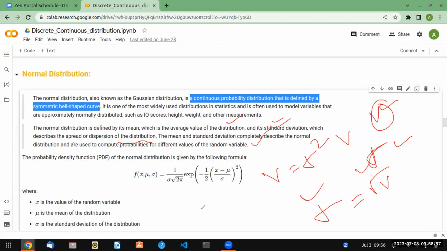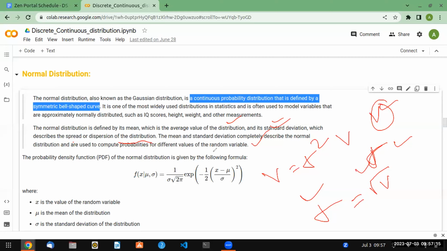Now let's try to understand. You need not worry about this, guys. You need not remember or keep remembering these formulas. You need not do that. Let me clarify that also, because few people are thinking, who is going to remember this?